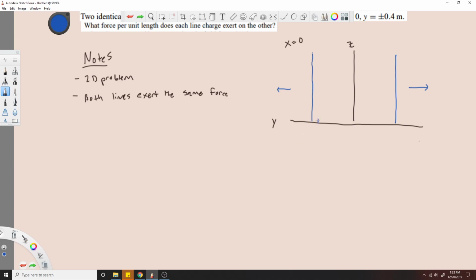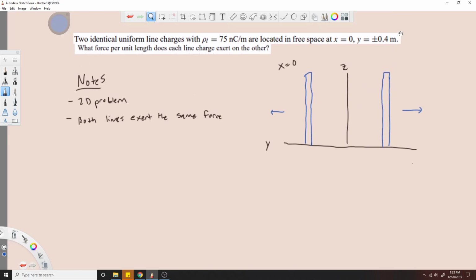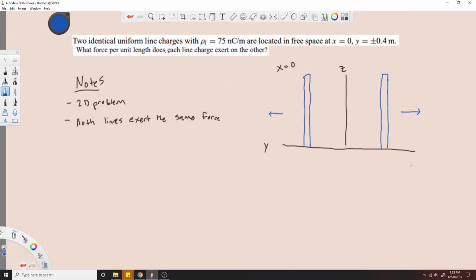So let's break that down even a little more. Let me make the lines a little bigger just so I can make chunks. If we want to find the force per unit length that each line charge exerts on the other, we need to break it up into segments because we're going to have to do an integral to solve this problem. I'll break this one up into segments too. And this is at 0.4 meters, 0.4 meters.